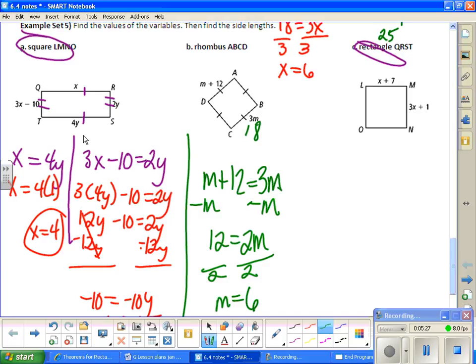If we go back over here, if x equals 4, this side length is 4, and over here, y equals 1, so this side length is 6.